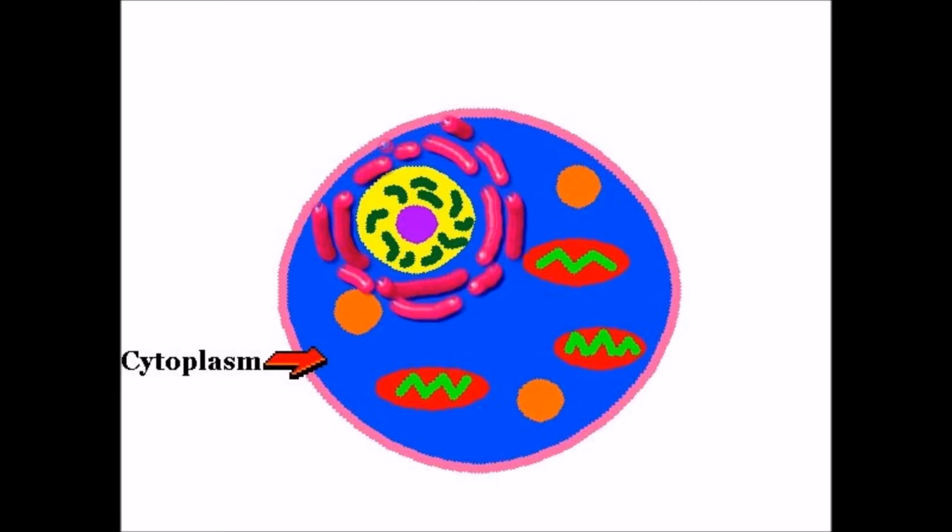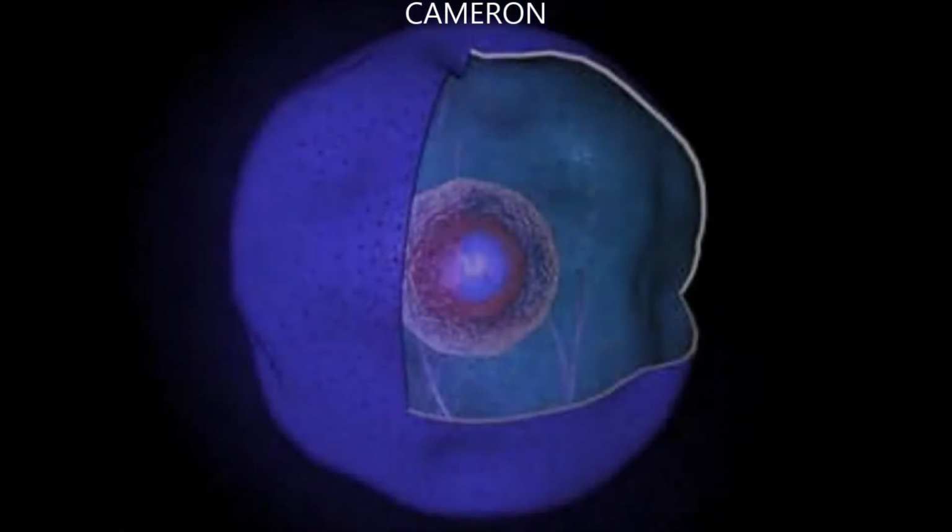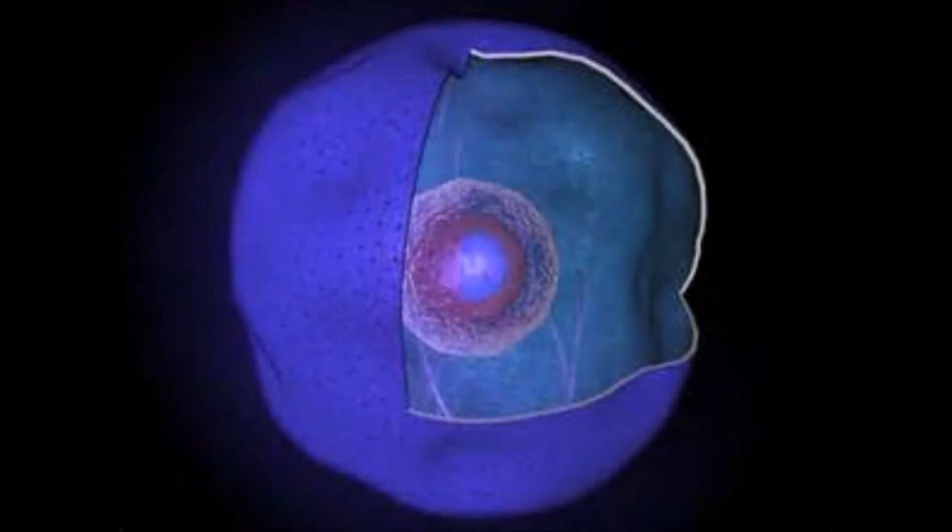And I'm gonna let Cameron pick it up on the nucleus. Alright, so this is the picture of the nucleus, and pretty much the nucleus is in the center of the cell, and it controls what goes on in the cell, all the activity that goes on, and it's pretty much like the brain of the cell, so to speak. So yeah, Carter.